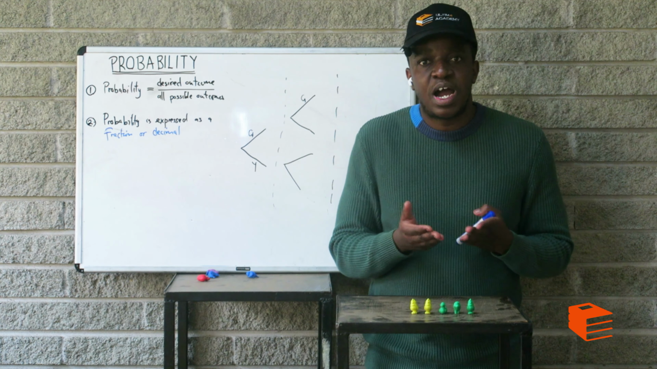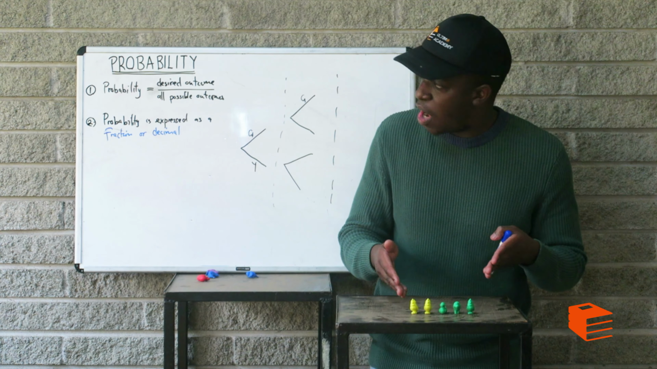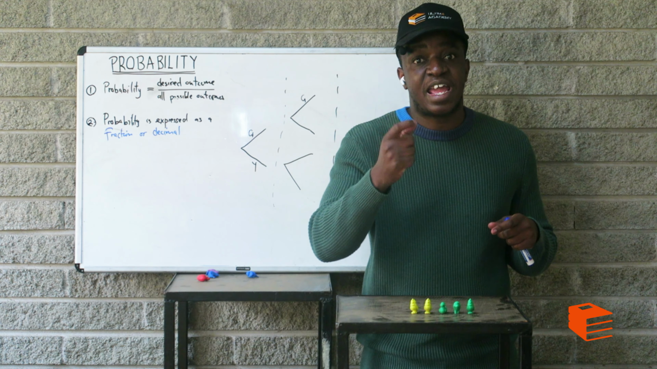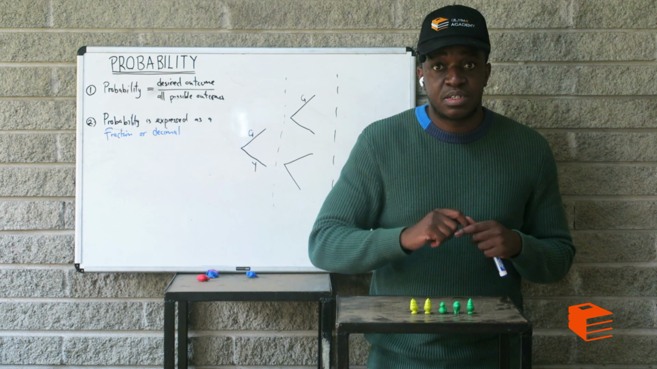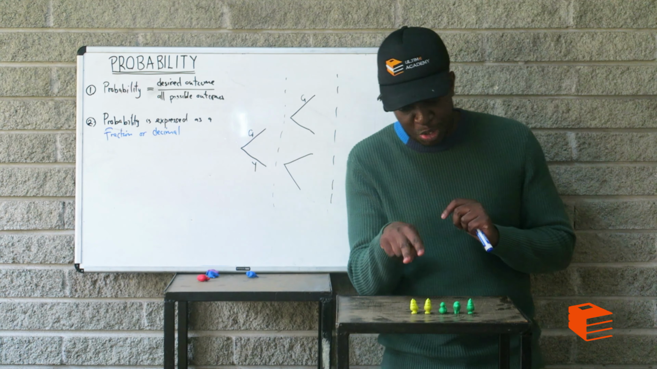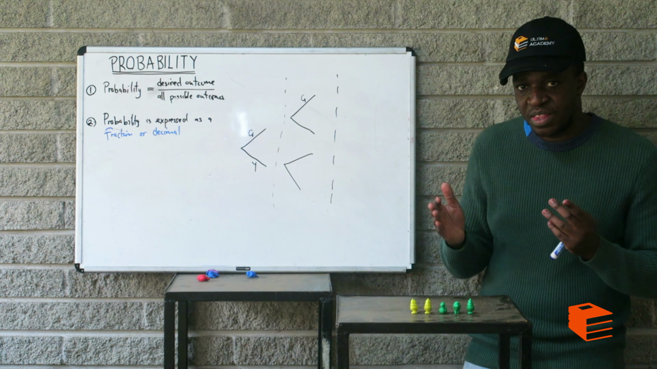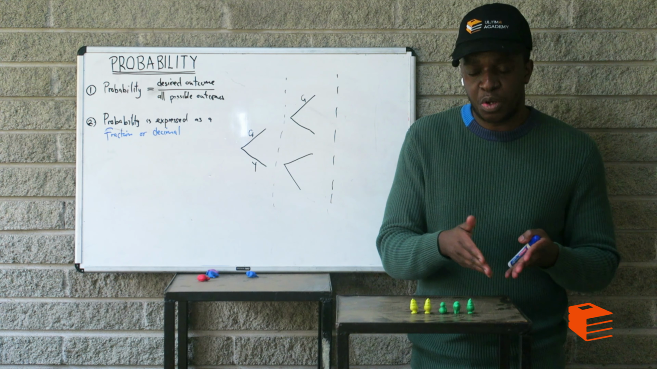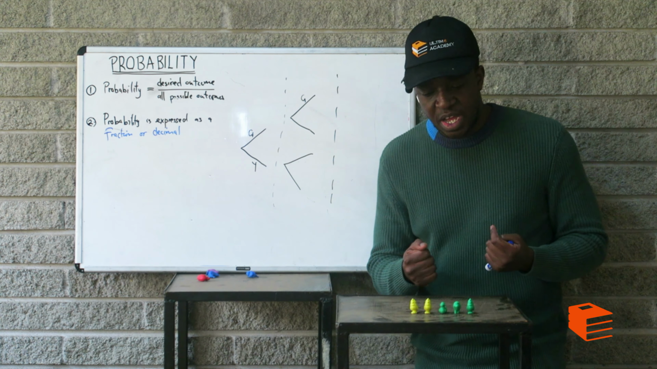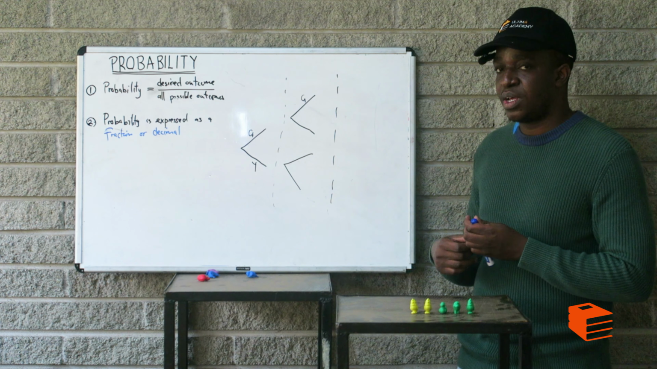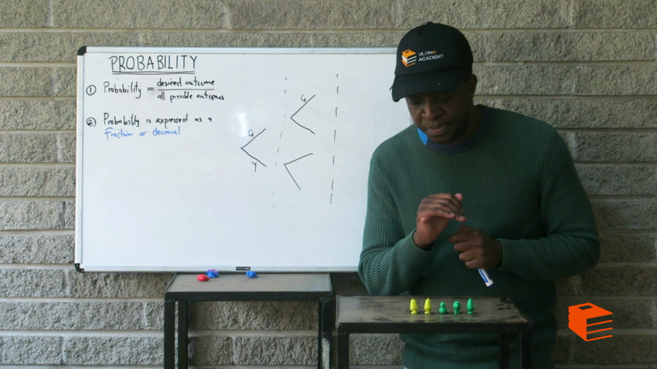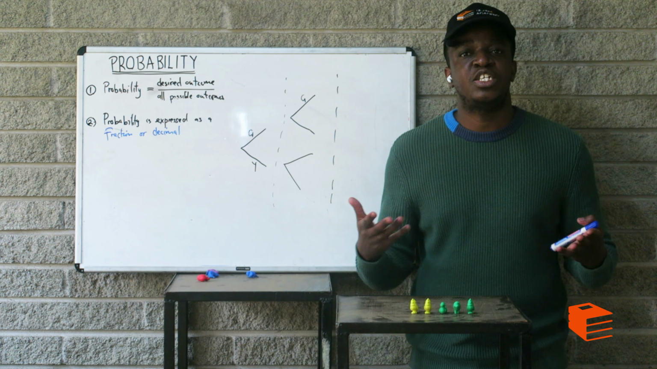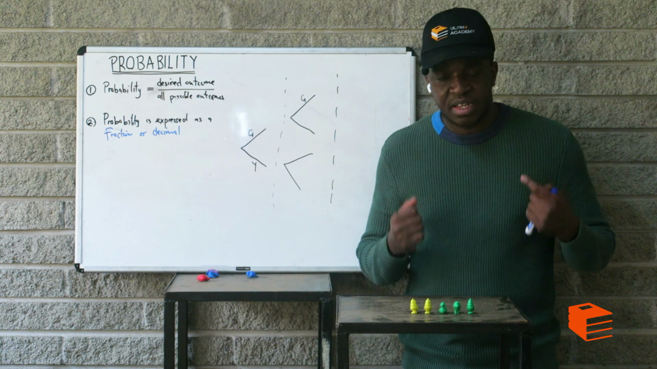It's 2 out of 5, because our total possibilities are 5, but our desired possibility is 2 out of the 5. So if I was to pick this one, it's 2 out of 5. Now for the green, it's 3 out of 5, because we have 3 of the desired and still 5 at the base.